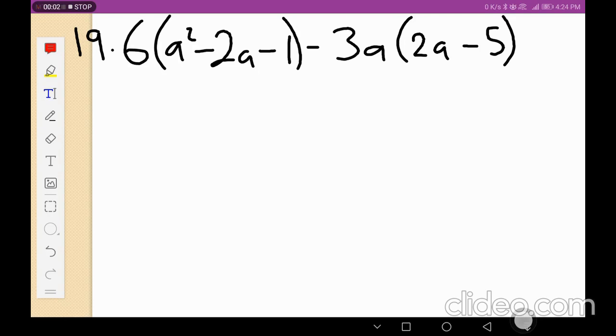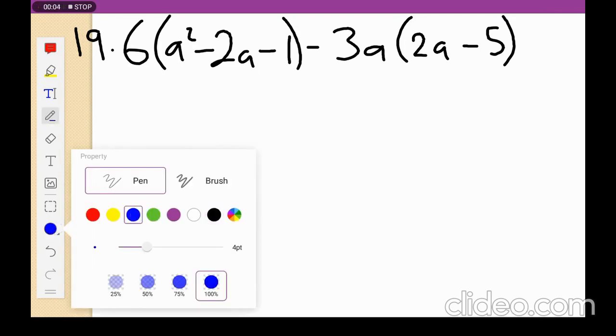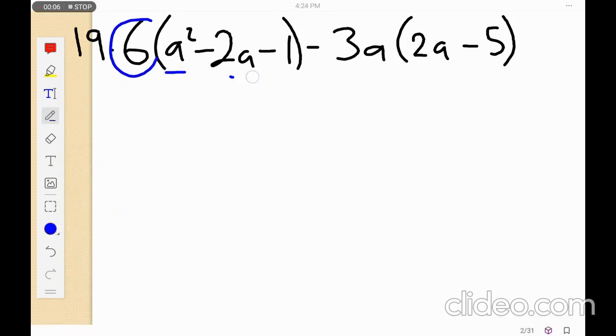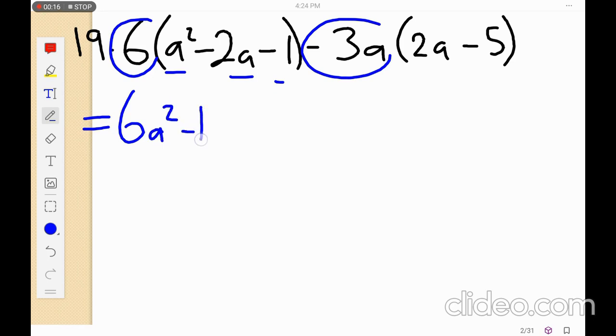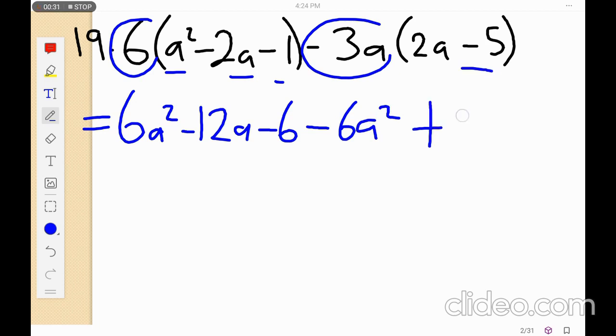Number 19, now we do the same. We multiply every element with 6 there, and this one minus 3a with everything. So let's do that. 6 by a squared, we get 6a squared. 6 by minus 2a, we get minus 12a. 6 by minus 1, we get minus 6. Then on the other side, we've got minus 3a times 2a, we get minus 6a squared. Minus 3a times minus 5 there, we get a plus 15a.